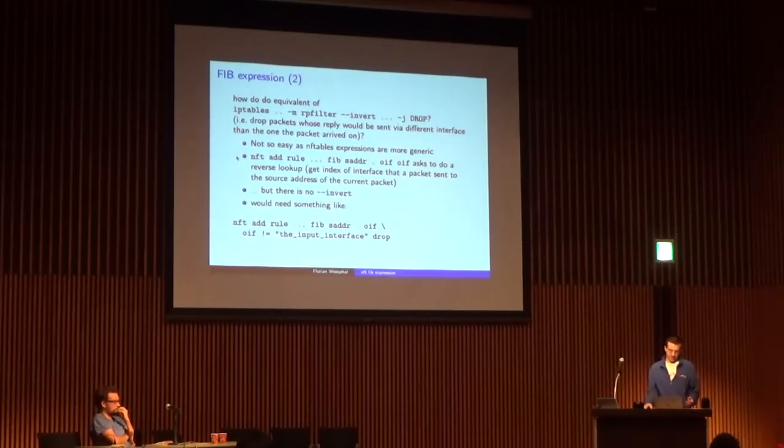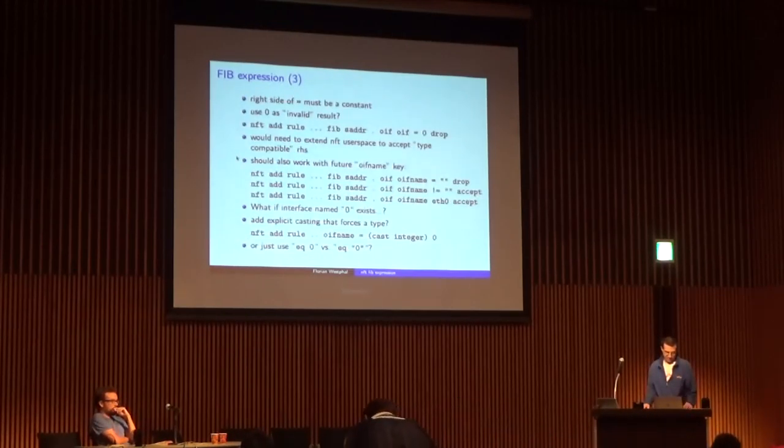So what we would actually need is to ask for a comparison: is it not the input interface? And to do that, what I'm currently doing is using zero as an invalid result. So you can ask if the output interface is equal to zero. And if it's equal to zero, that basically means the kernel has no idea and can't fulfill your request and can't figure out the proper interface. This already works.